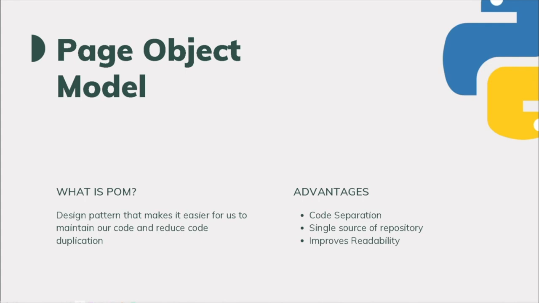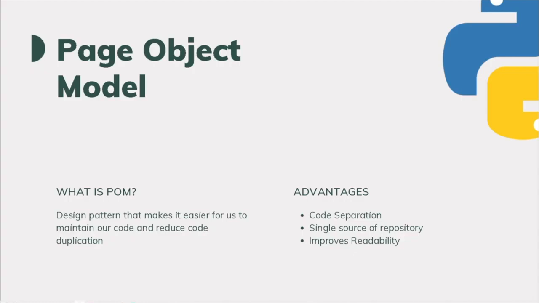So some of the advantages of page object model are that it provides you with code separation. So like I said, it keeps your test and locators separate, and it makes your code clean and it's easier to understand and maintain. It also provides you with a single source or repository where you're storing your locators. So all your locators are stored in one place. So whenever you want to make a change, you just go to that repository and make that update over there, and it gets updated everywhere else.